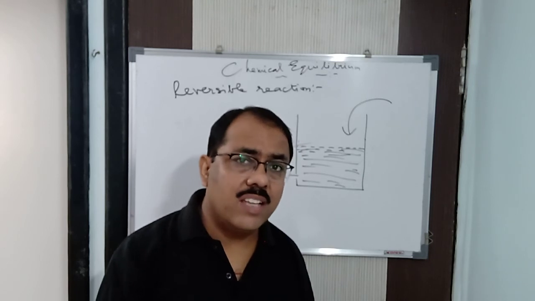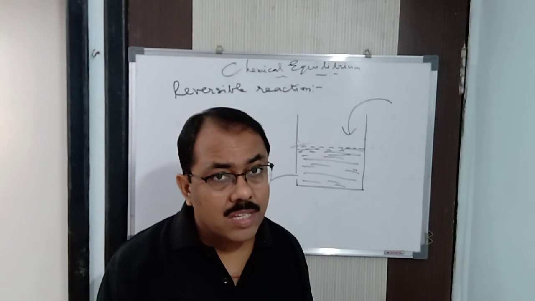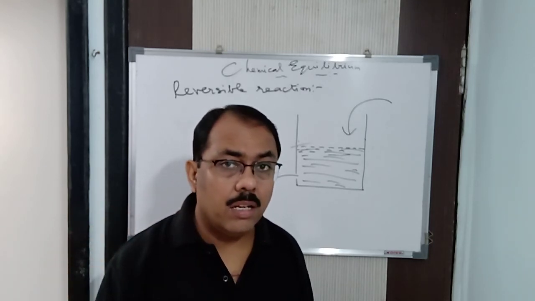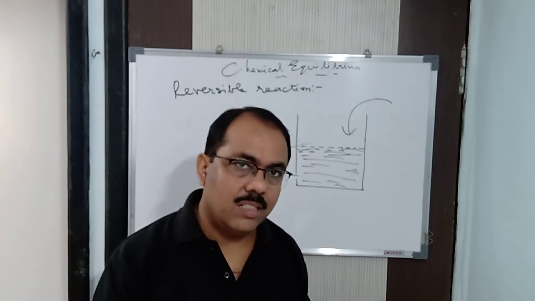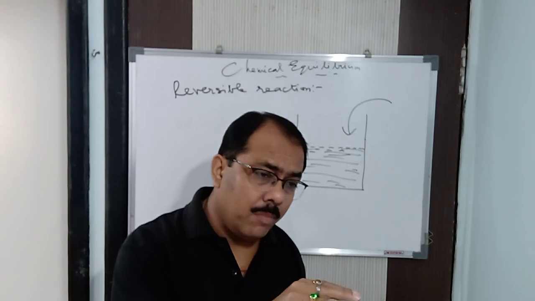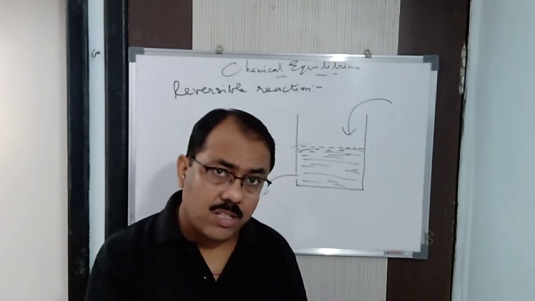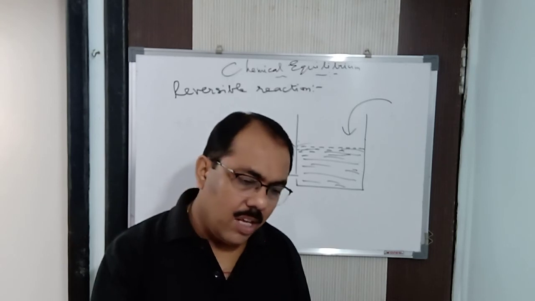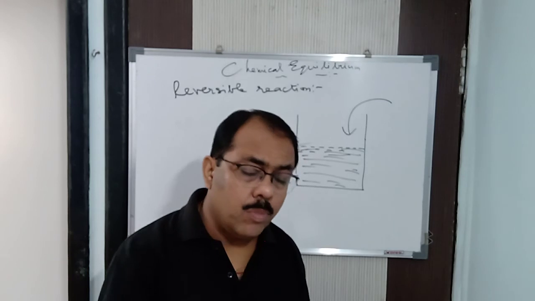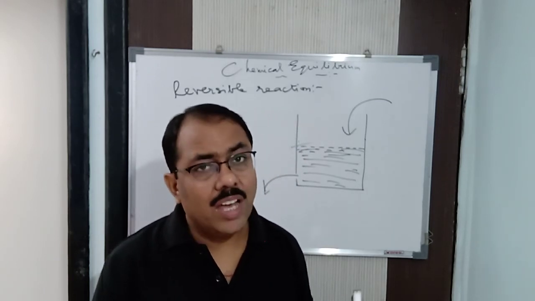So what you will find is that it becomes the same color. Same means neither dark reddish brown nor pale colorless. The color is constant. You can do two experiments in this way. One glass bulb, you bring from N2O4 to NO2, and put it in normal water. Another glass bulb, you bring from NO2 to N2O4, and put both glass bulbs in normal water. You will see both glass bulbs will have the same color.